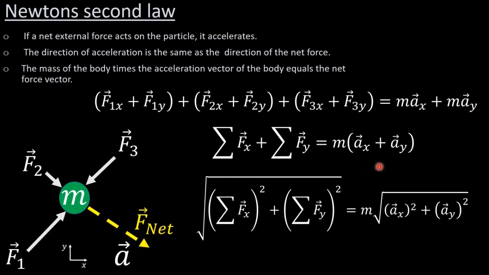And I'll do the same thing to the acceleration vectors here as well. So I apply Pythagoras to the acceleration in the x direction and the acceleration in the y direction to get the magnitude of acceleration, or the resultant acceleration, which will be this acceleration here. So then I can rewrite this whole expression here as the net force equals mass times acceleration, where the net force is equal to this and the acceleration is equal to this, and m stays as it is.